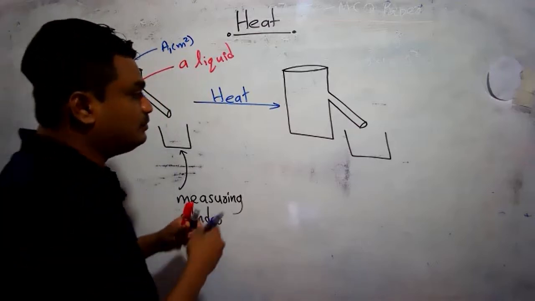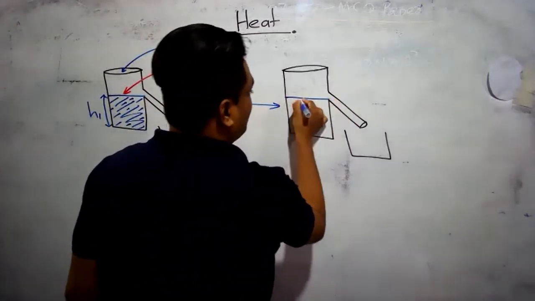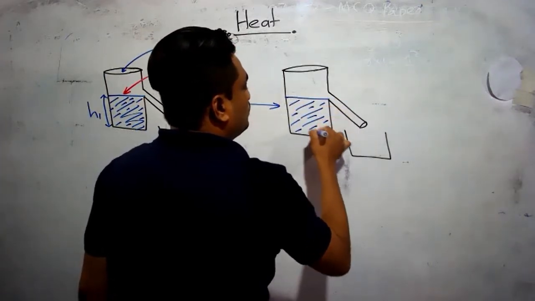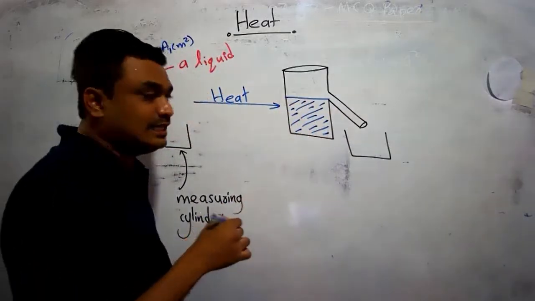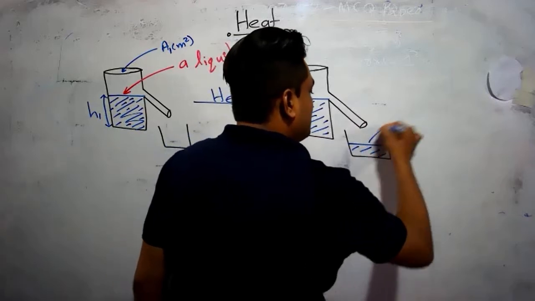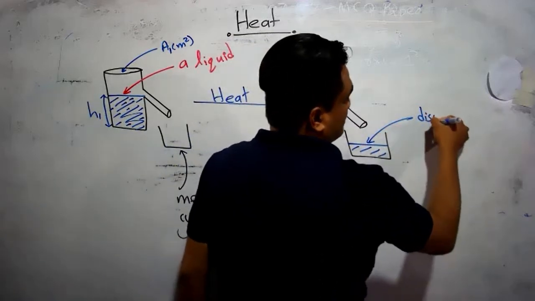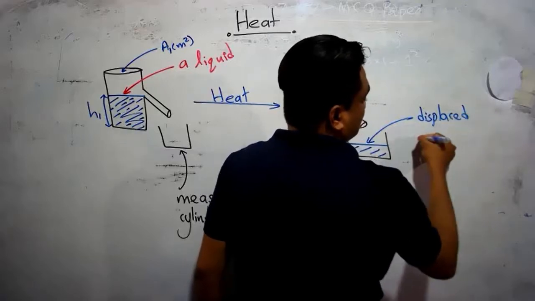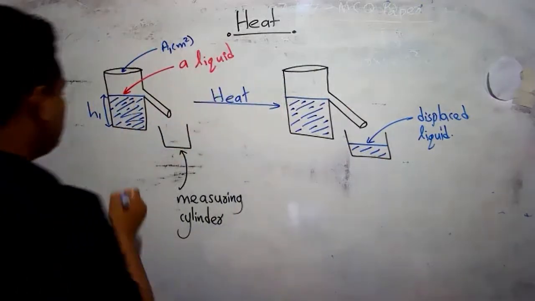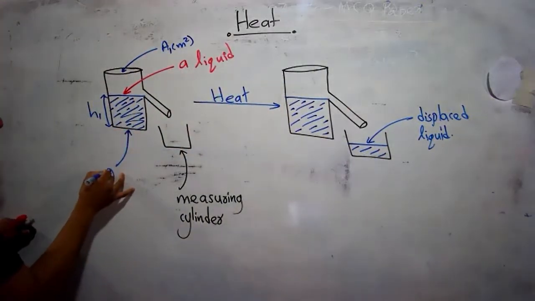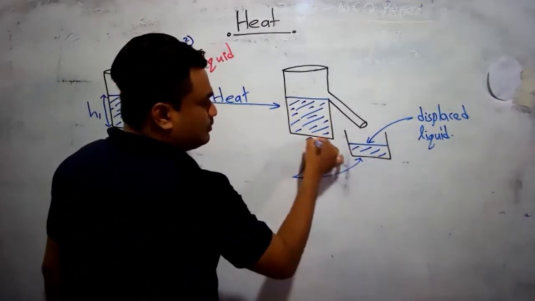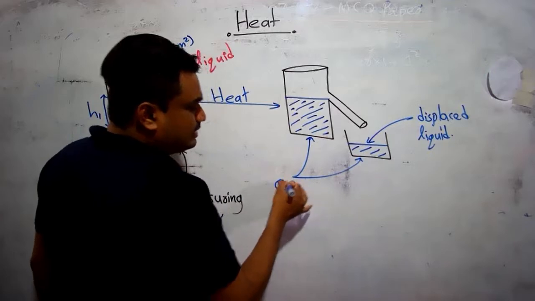Somebody unmute the mic and tell me. A certain volume of the liquid will be displaced. So this is the displaced liquid. Let me take the initial temperature as theta 1 degree Celsius, and this temperature as theta 2 degree Celsius.